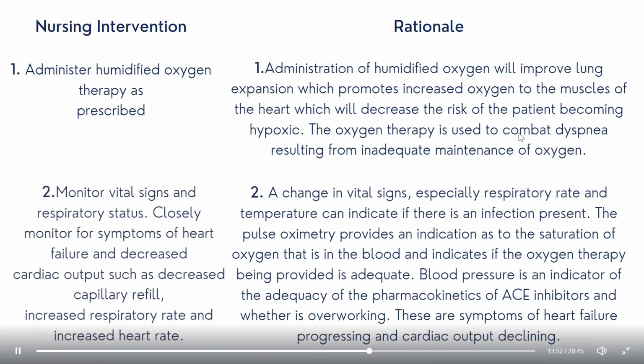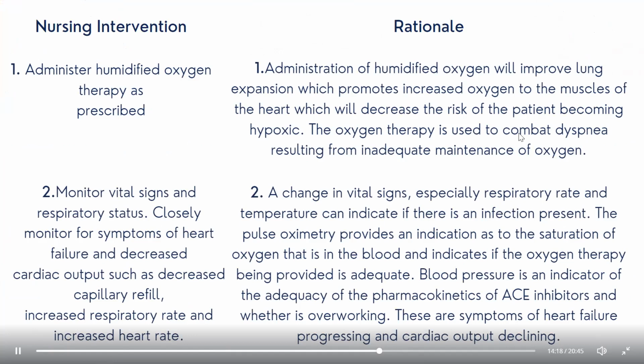Nursing interventions and rationales. Number 1. Administer humidified oxygen therapy as prescribed. Administration of humidified oxygen will improve lung expansion, which promotes increased oxygen to the muscles of the heart, which will decrease the risk of the patient becoming hypoxic. The oxygen therapy is used to combat dyspnea resulting from inadequate maintenance of oxygen.